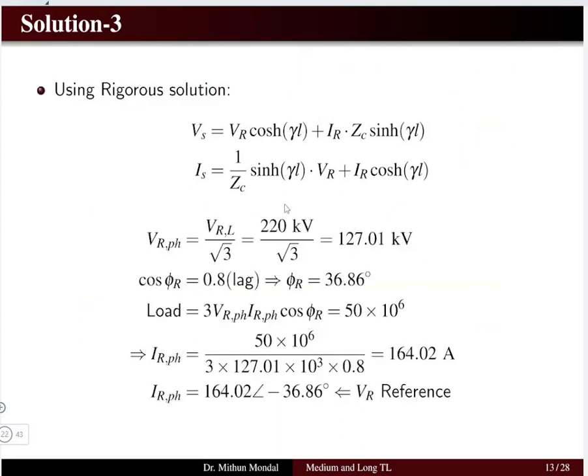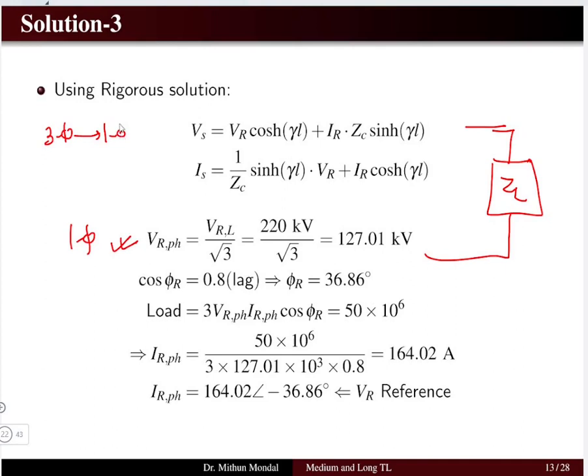So first, from the load information, we have been given the load information ZL, right? From the load information, we have to get what is the receiving end voltage per phase. Always the three-phase system will be solved on a per phase basis, and then the result will be transferred to the three-phase system again. So the voltage of the receiving end per phase is basically the given voltage at the receiving end divided by root 3. So that will be 127.01 kilovolt.